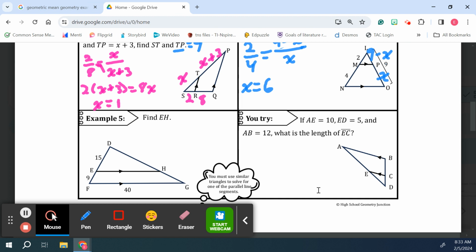Where'd you get 25? You guys did it too high. All you have to do is 24 over 40 equals 15 over x.